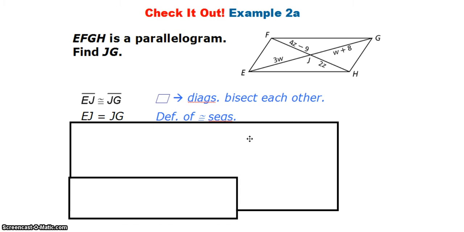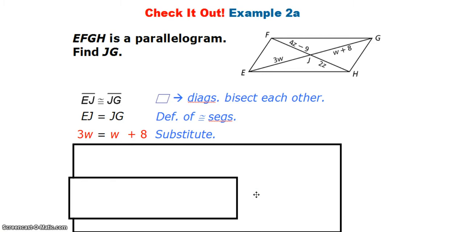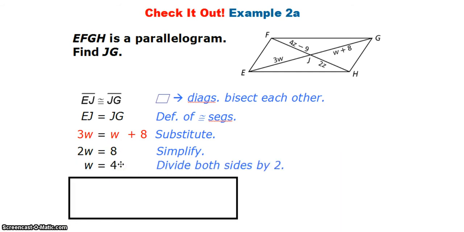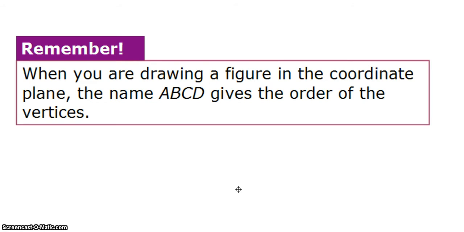So let's substitute. We have 3W equals W plus 8. Good. Subtract a W from both sides. 2W equals 8. Divide, and W equals 4. Good. But we're asked to find JG. Substitute. 4 plus 8 is 12. Excellent. Remember, when you are drawing a figure in the coordinate plane, the name ABCD gives the order of the vertices.